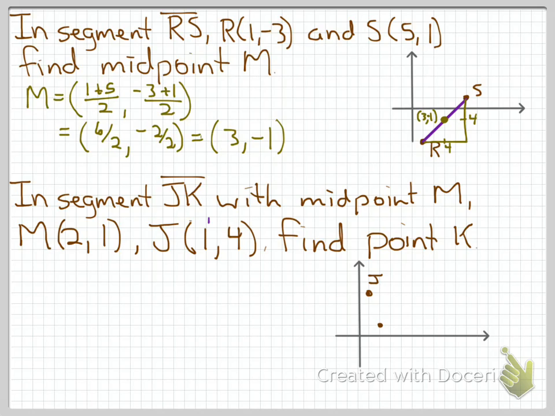So we have J and M. I need to find K. Now K is not between J and M. K is the endpoint so that M is between J and K. So right now I know K should be somewhere over there.